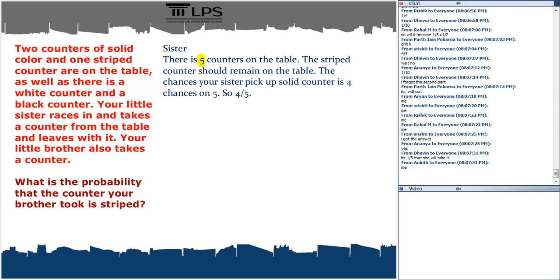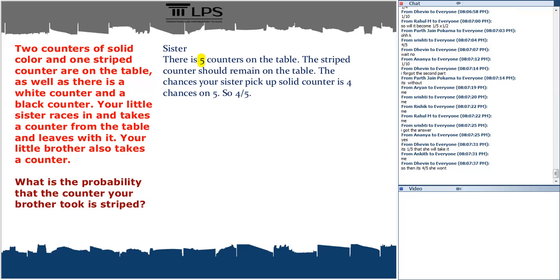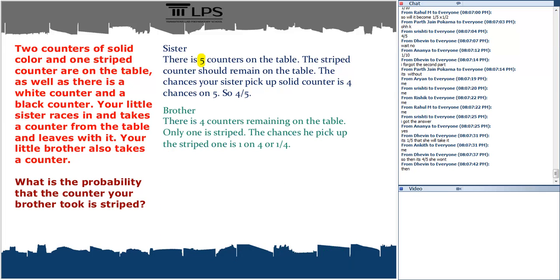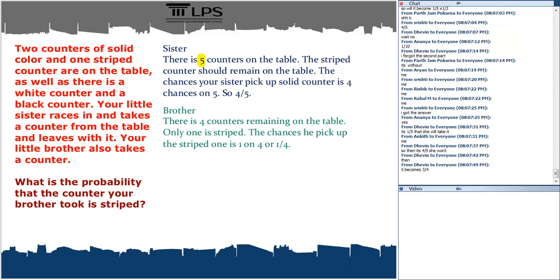The striped counter should remain on the table. The chance your sister picked up a solid counter is 4 by 5. Now comes the brother, and the brother has to select the striped counter, and there is only one striped counter.